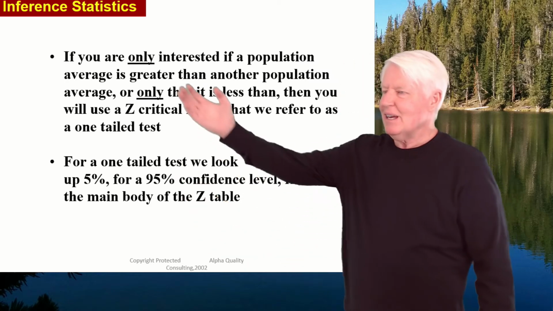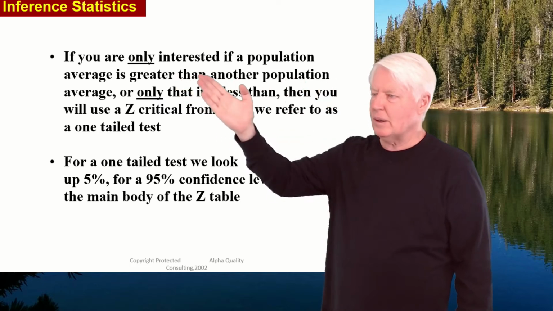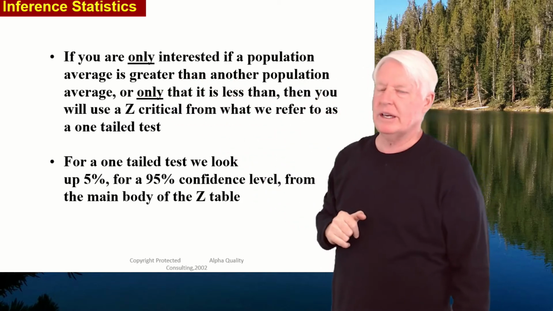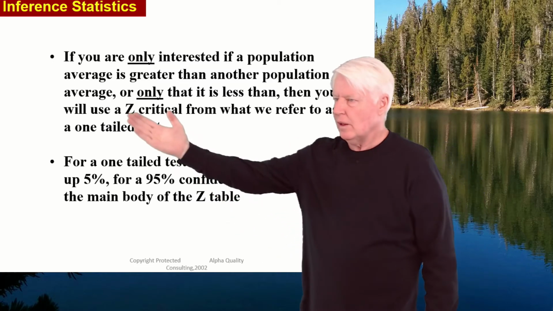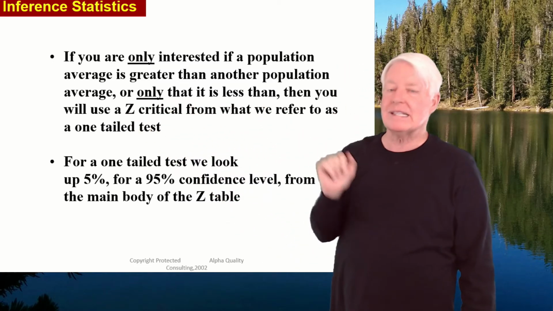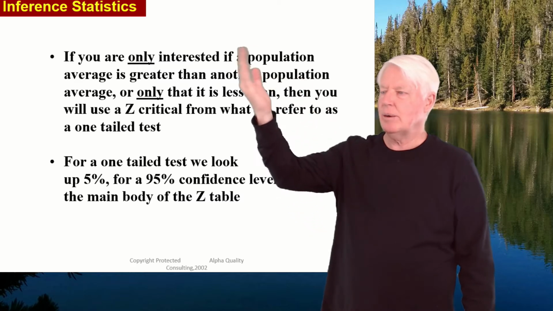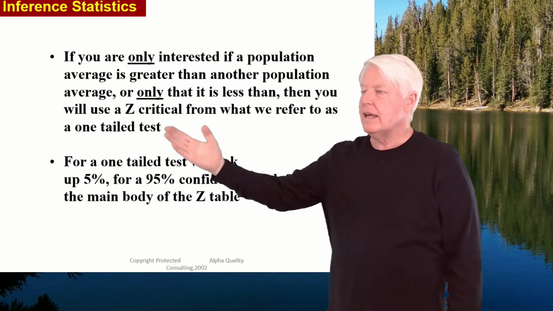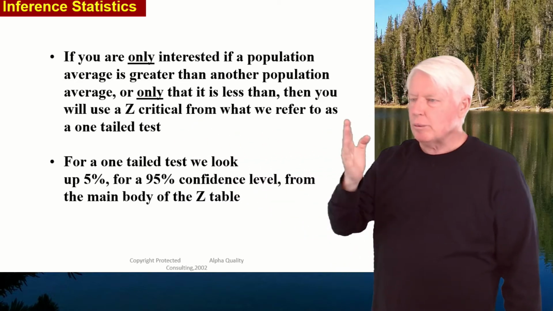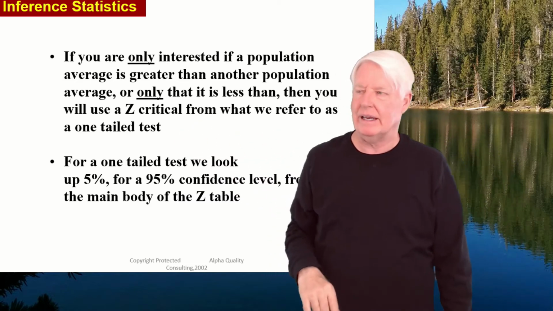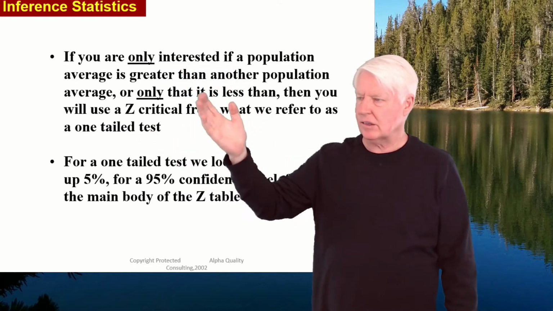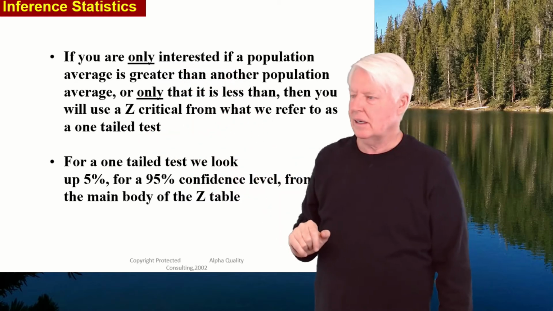Let's get started now. If you are only interested if a population average or standard deviation is greater than another population average or standard deviation, or only that it is less than. So you're only interested if it's greater than or only that it's less than, then you will use the z-critical from what we refer to as a one-tailed test. So it's all about keywords. Greater than, one-tailed test. Less than, one-tailed test.